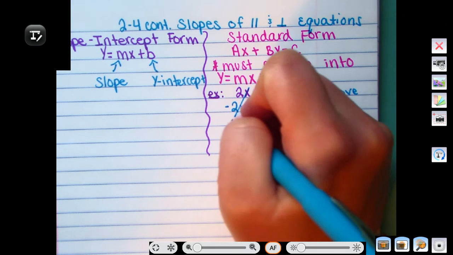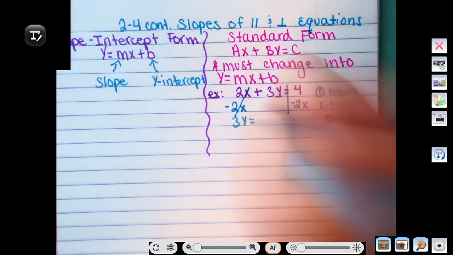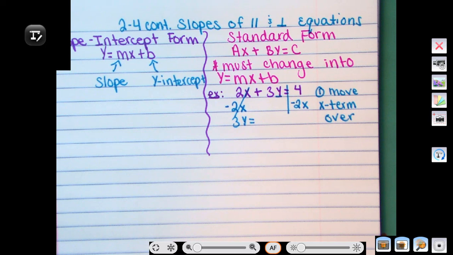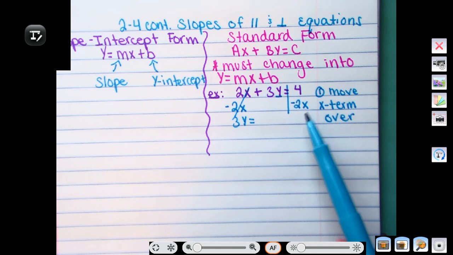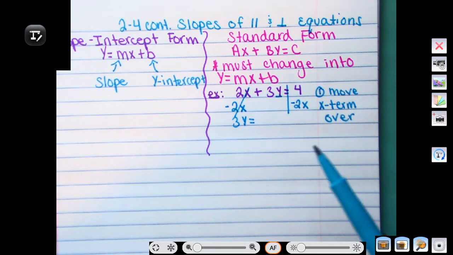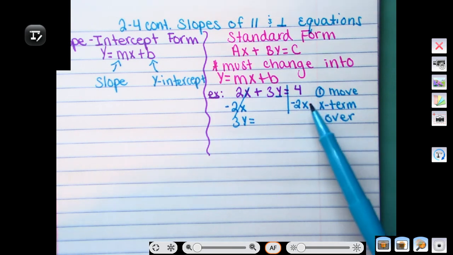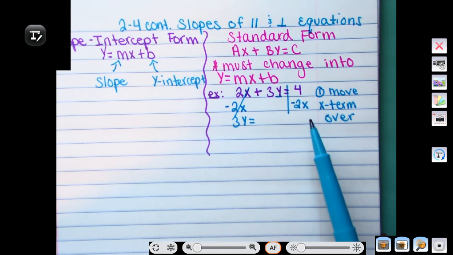I'm left with 3y equals, and here's where people get stuck. They see these two things right here, and how do I write those? Can I do 4 minus 2? Does that equal 2x? No, these are not like terms.